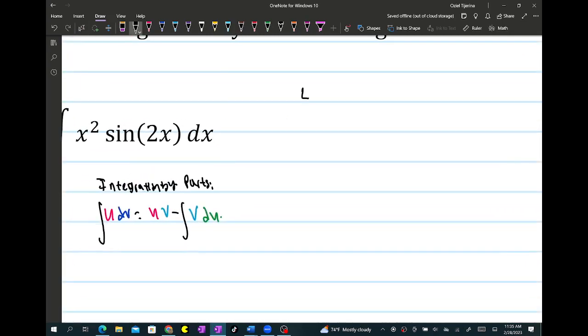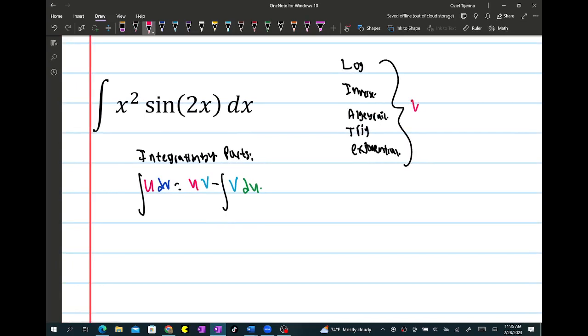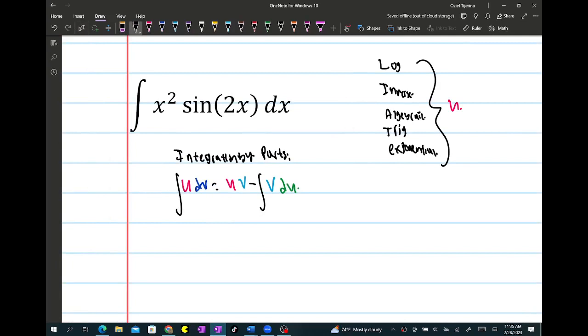I like to write it this way: log, inverse trig, algebraic, trig, and exponential. This is what determines what u will be, right? Looking at our formula, we have two things going on. We have an algebraic expression, which is x squared, and we have this part, which is trig.